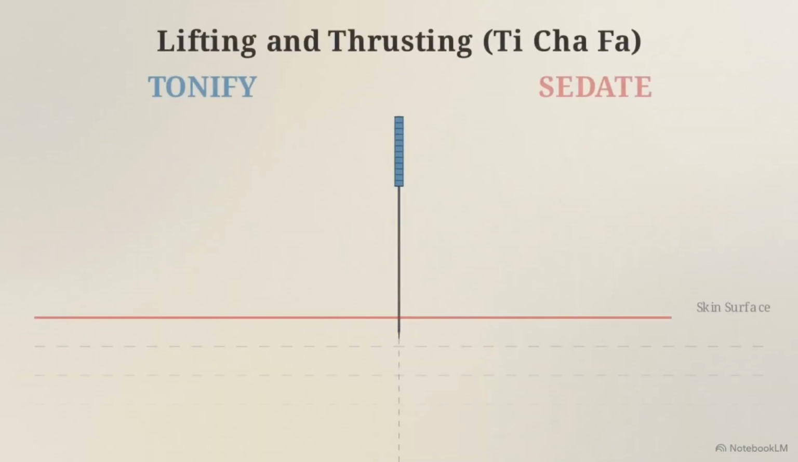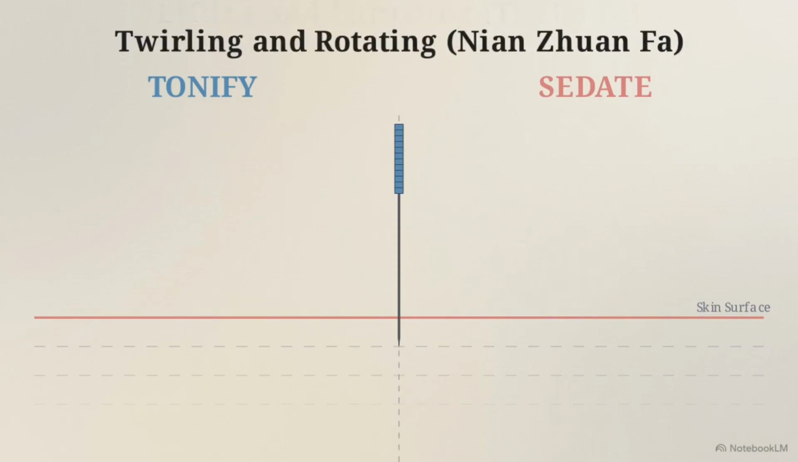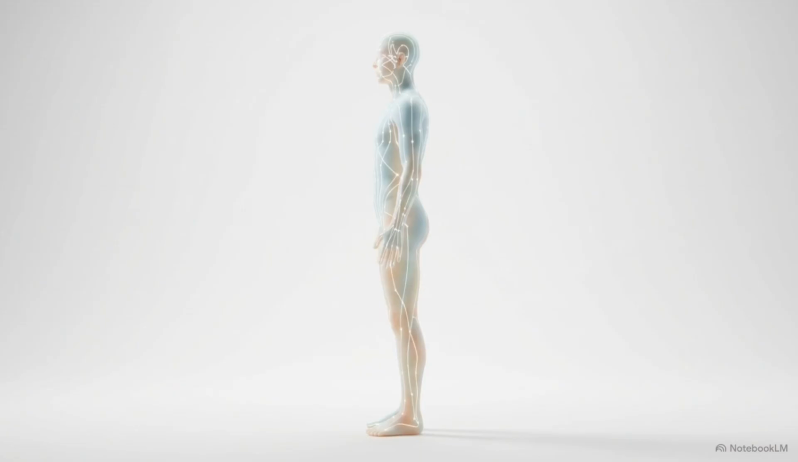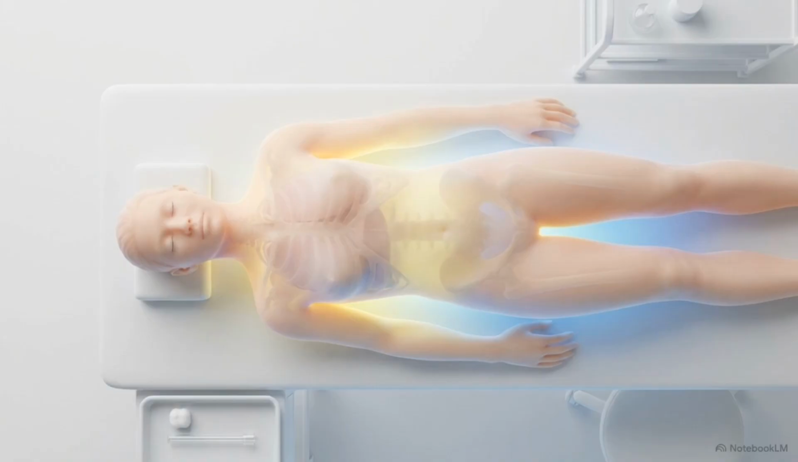Lifting and thrusting regulates energy flow. To tonify, thrust gently and lift rapidly. To sedate, thrust rapidly and lift gently. Twirling and rotating also manipulates qi. Rotating slowly clockwise tonifies, while rotating quickly counterclockwise sedates. These rhythmic physical manipulations provide the mechanical means to correct energetic imbalances. By using controlled, painless movements, the practitioner can influence the patient's internal state directly.